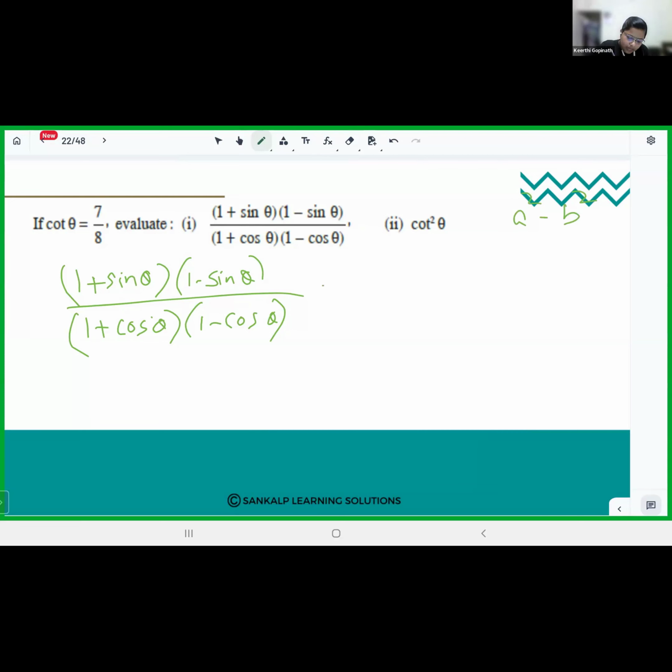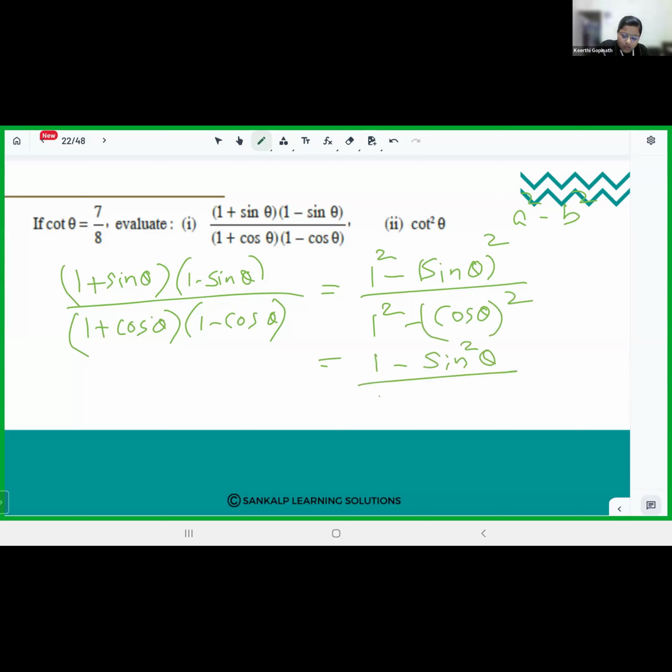Here instead of A, it is 1. So this will become 1 square minus sine theta the whole square, divided by, again, the denominator is also in the form of (A plus B)(A minus B). Here A is 1 and B is cos theta. So how will you rewrite this? 1 square minus cos theta the whole square. Is that clear to you? Now this can be written as 1 minus sine square theta divided by 1 minus cos square theta.